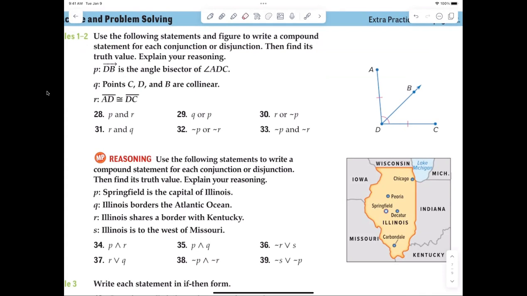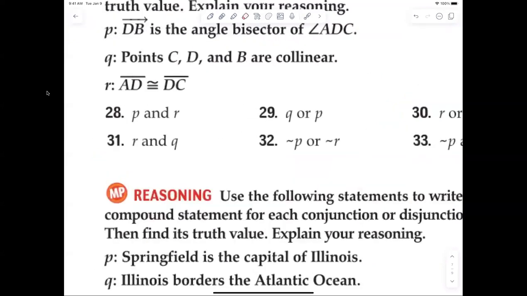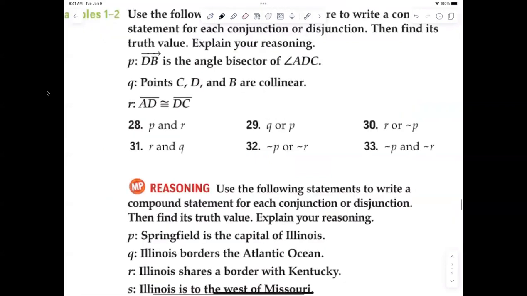So what does 28 say? DB is the angle bisector of ADC, and segment AD is congruent to something. Yeah, but those aren't lines, those are segments, not that it's a big deal. The lines would have the arrows. So she is correct.